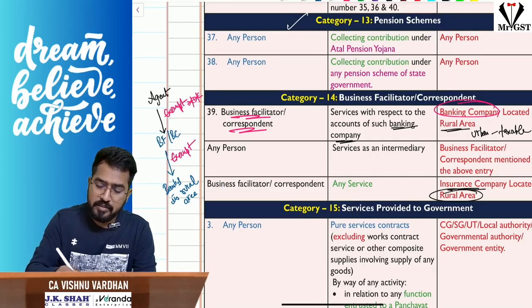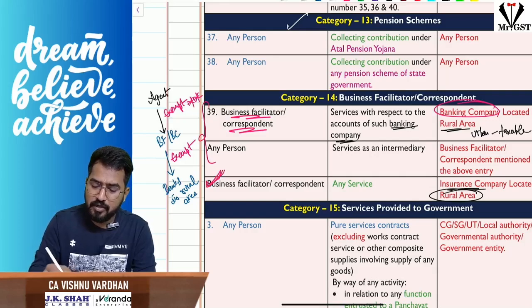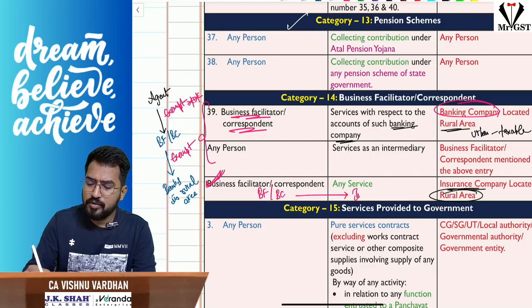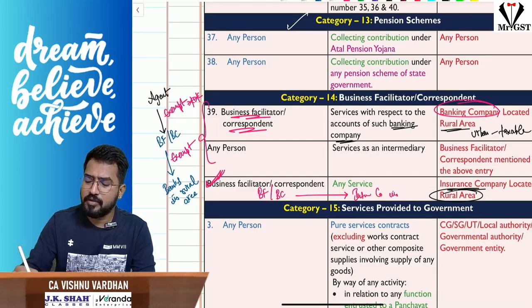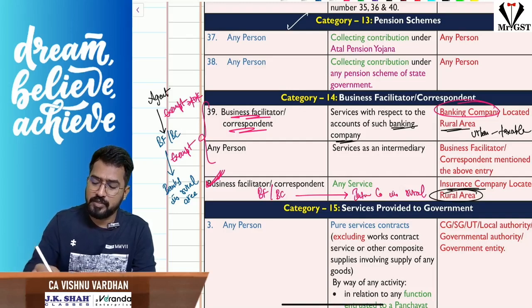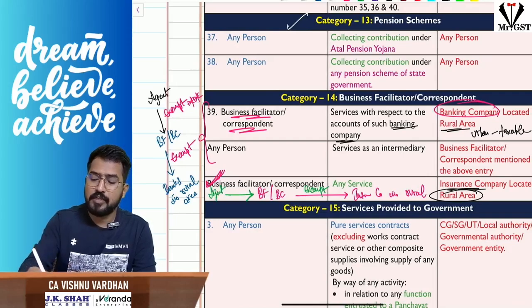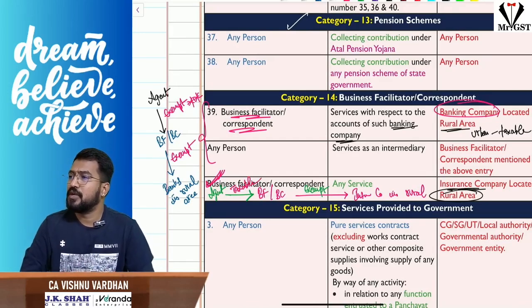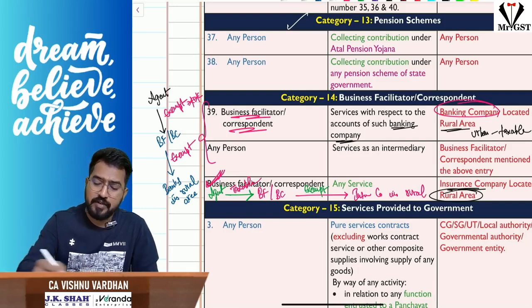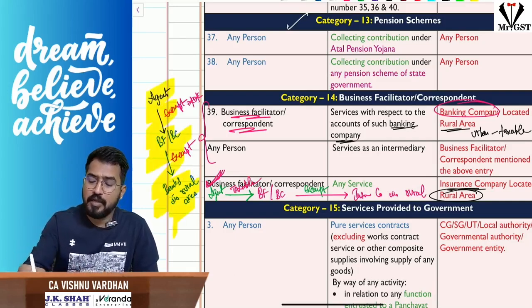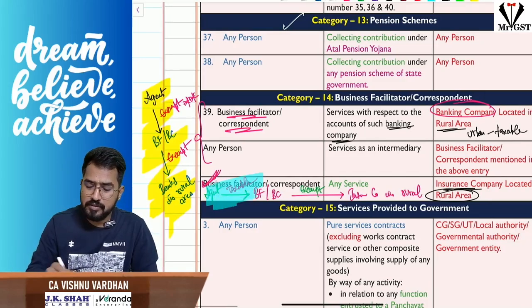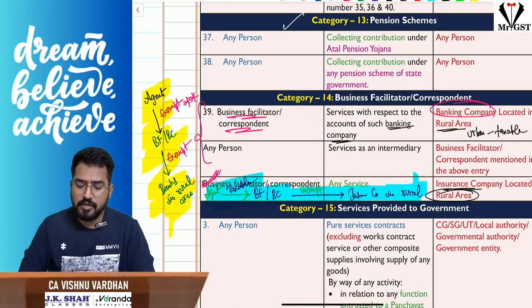I have summarized these two actually, but this one is all about business facilitator or business correspondent to insurance company in rural area. That alone is exempt. So if these people are getting any services from an agent, that is not given an exemption, so that means it is taxable. Hope you are clear with this. Okay, so this is different and this is different. Are you understanding the point?